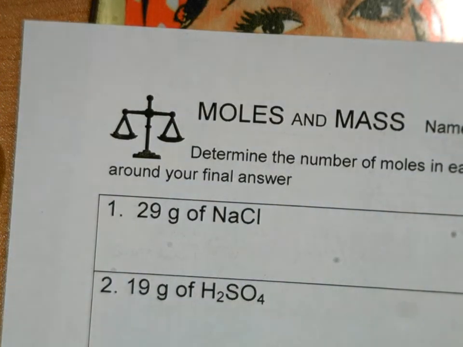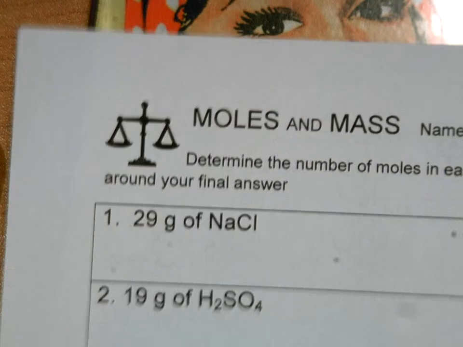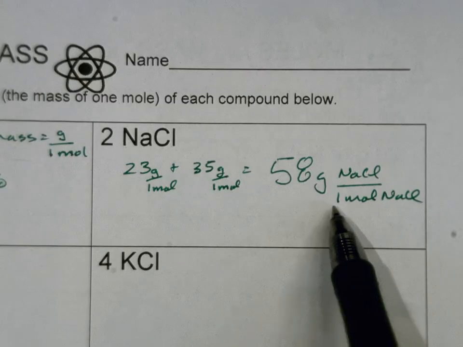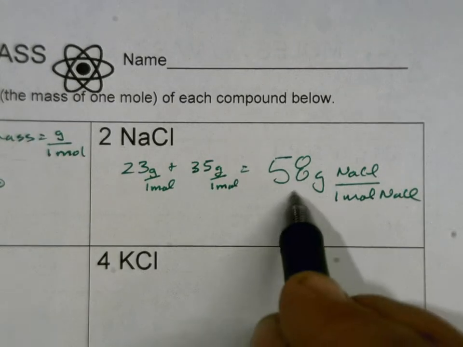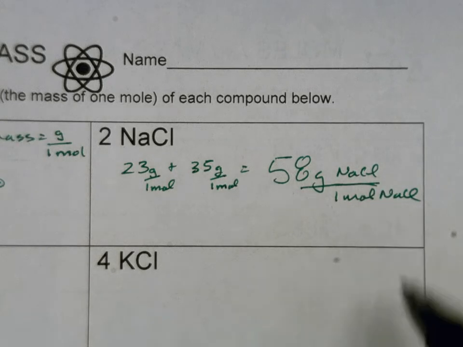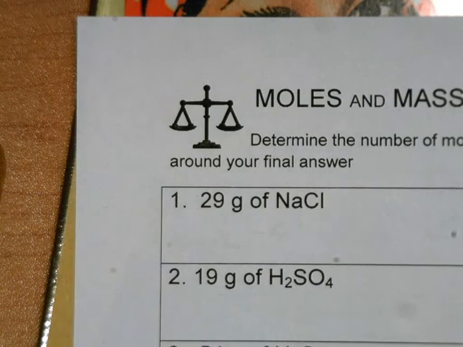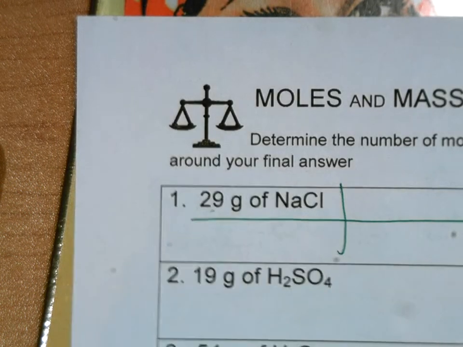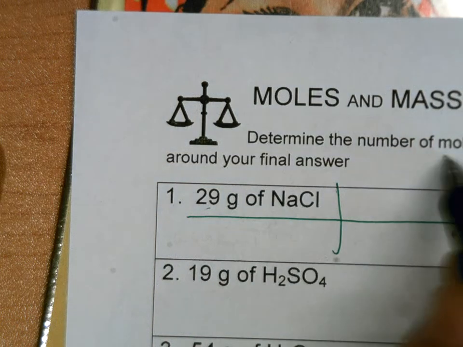Now, don't freak out. We're given this number, 29 grams of sodium chloride. We've already figured out the conversion factor. We've been working with these, okay? There is 58 grams of sodium chloride in 1 mole of sodium chloride. That's our conversion factor. So I'm just going to set this up like this. Since that's the given, I'm just going to start it right there. And we're looking here for moles.